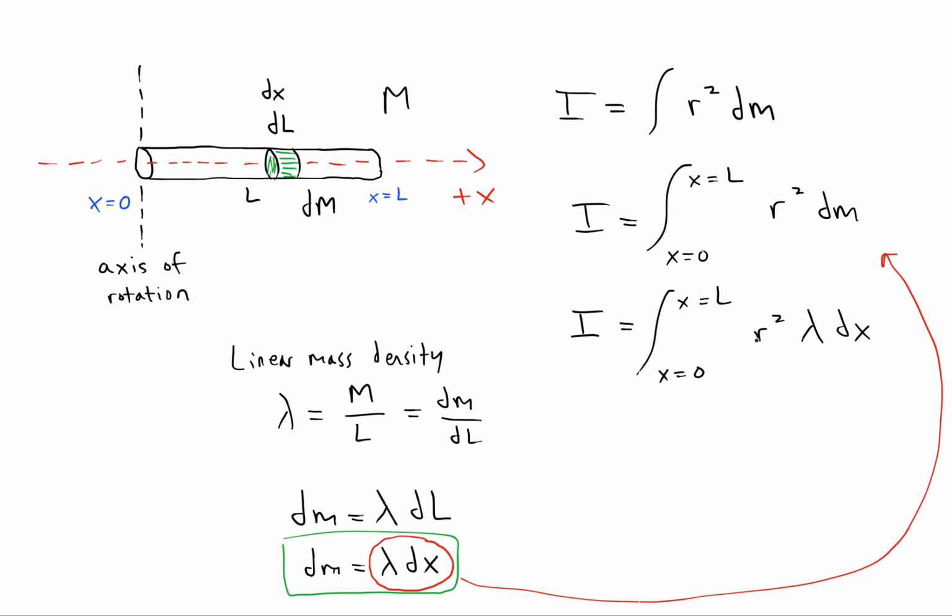Now r is going to be the distance from the axis of rotation. That's how it's defined, the shortest distance to the axis of rotation. So this little green piece has a distance of r, but that is also x according to the axis that we set up. So we wouldn't really want to leave it as r. We want to get everything in terms of x. So make that x squared lambda dx.